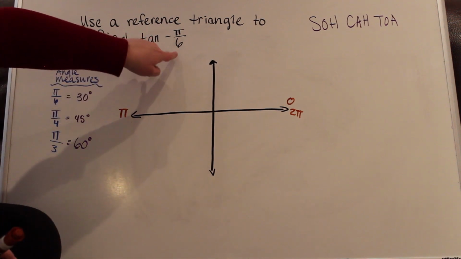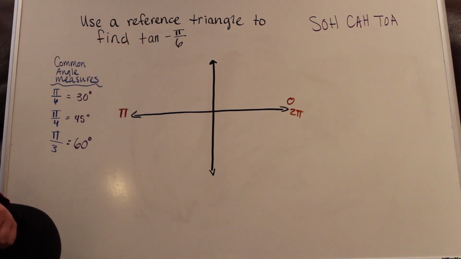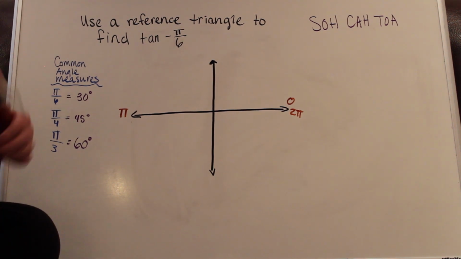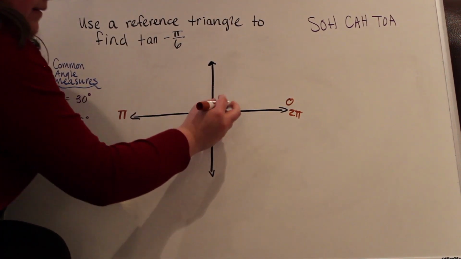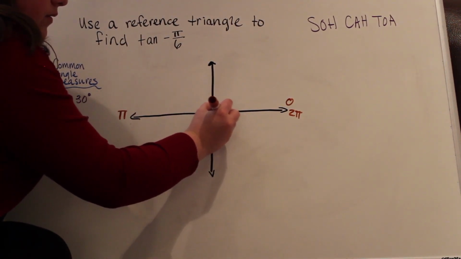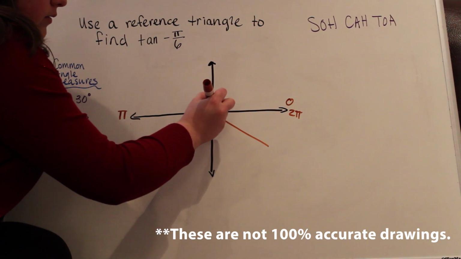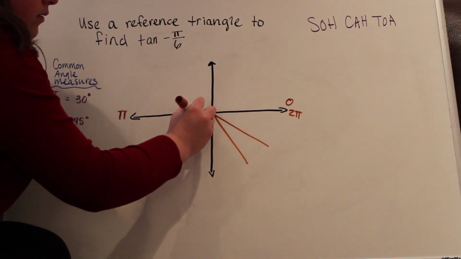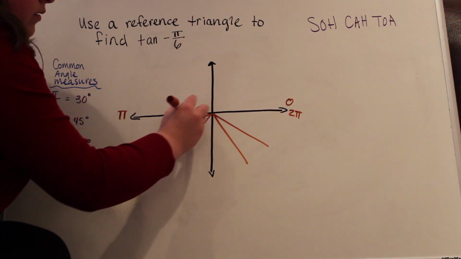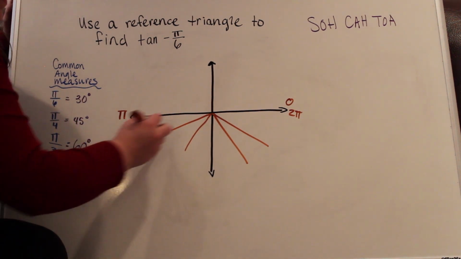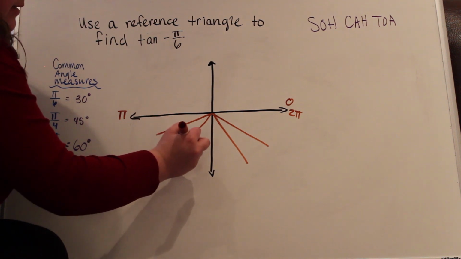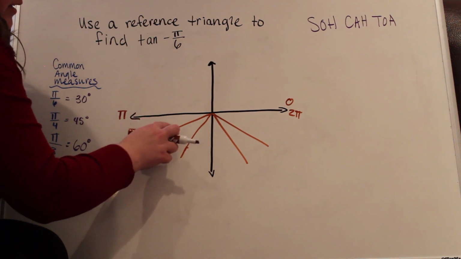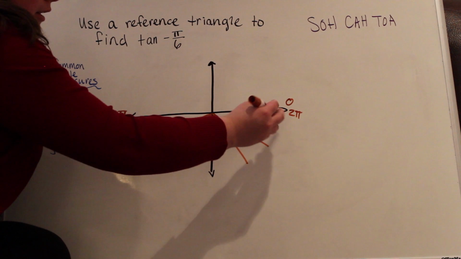Okay, so we need to divide our bottom half this time because it's negative. We need to divide the bottom half into 6 equal pieces. So let's do that super quickly. I'm going to try and make these a little bit straighter. This is probably one of my better drawings.